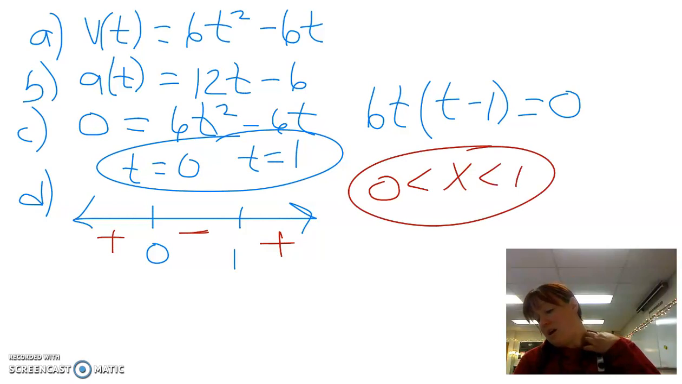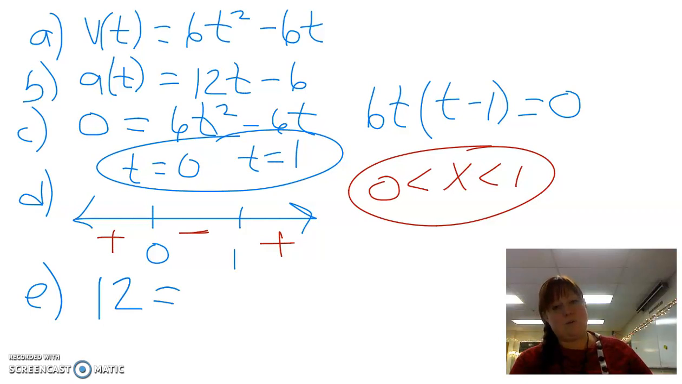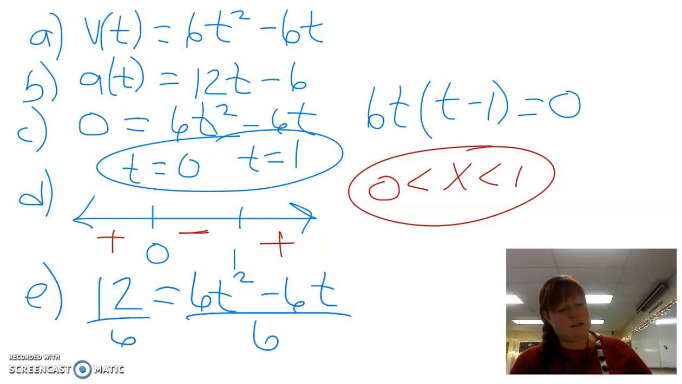Okay? When is the particle's velocity equal to 12 feet per second? Well, this just said set the velocity equal to 0 and solve for 12. Or set the velocity equal to 12, not equal to 0, and solve. Okay, so when is the velocity equal to 12? Well, let's divide by 6. And we get 2 equals t squared minus t.